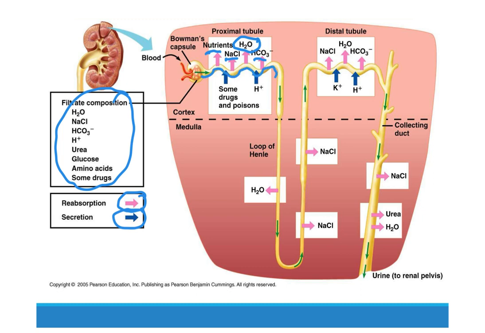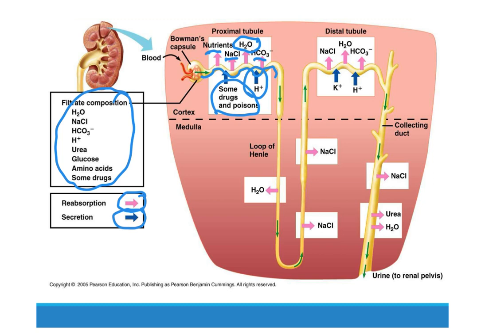This is our proximal convoluted tubule, which is actually much, much longer than this. It's about 6 times longer than the rest of the nephron, so this diagram is not very accurate. But drugs and poisons can get secreted into the urine, getting them out of your body. If the pH level is too low, we might have some hydrogen added to increase pH, to decrease the acidity.